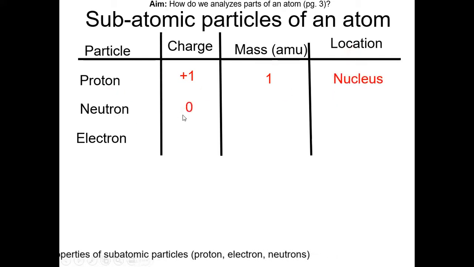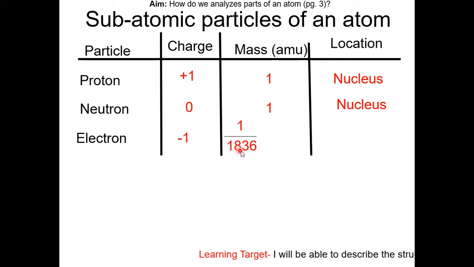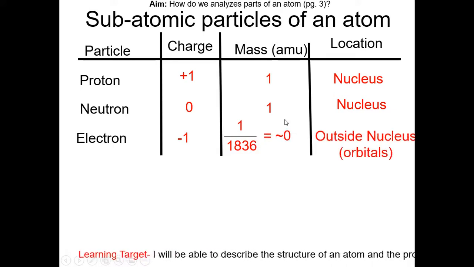For a neutron, the charge is 0, right? Neutral, neutron. Mass is also 1 AMU. The location is also the nucleus. For an electron, the charge is negative 1. The mass is 1 over 1836, which is close to 0. The location of the electron is outside the nucleus, that is the orbitals.